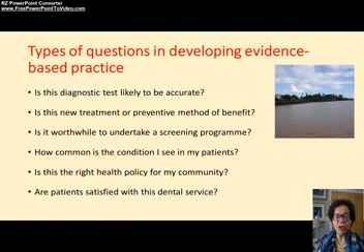Any review of the literature begins with a clearly structured question. At the outset, questions may be simply asked and then reframed with detail to support an effective review. In this slide, I'm listing some of the simple questions we may be asking in our everyday practice. For example, the first question: is this diagnostic test likely to be accurate? We might want to know what's the likelihood of accurately identifying carious lesions into dentine from a bite-wing radiograph, or perhaps bone loss in periodontal disease.